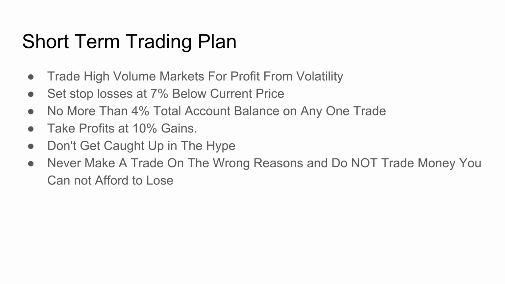And short-term trading plan: trade high volume markets for profit from volatility. So I would trade the coins with the highest volume. You could just arrange the coins by volume and then pick those, and set stop losses at 7 or 5% below current price. No more than 4% of your total account balance on any one trade, because in short-term trading, one trade could go wrong, and that's most likely the one you put a lot of money on. So keep it low, keep it reasonable.